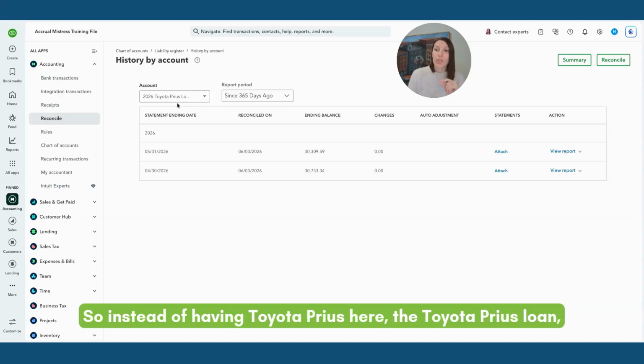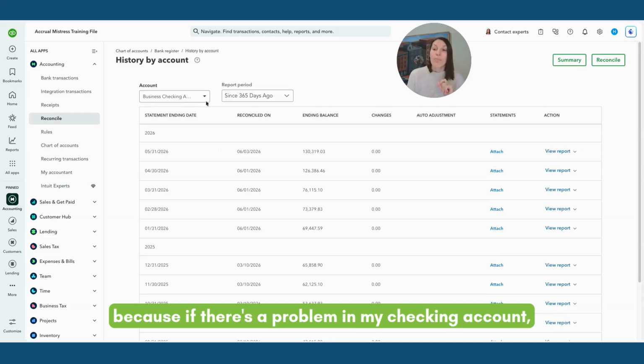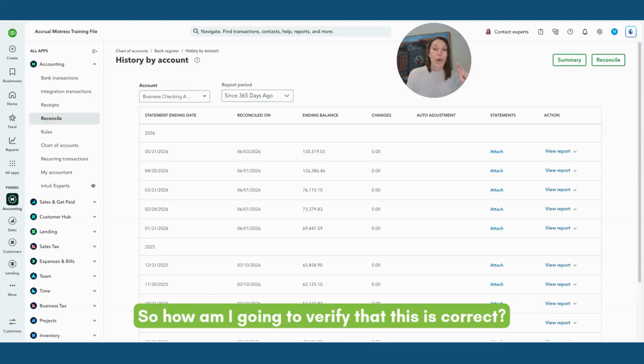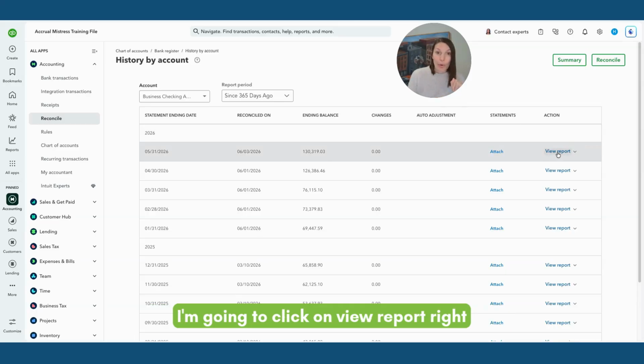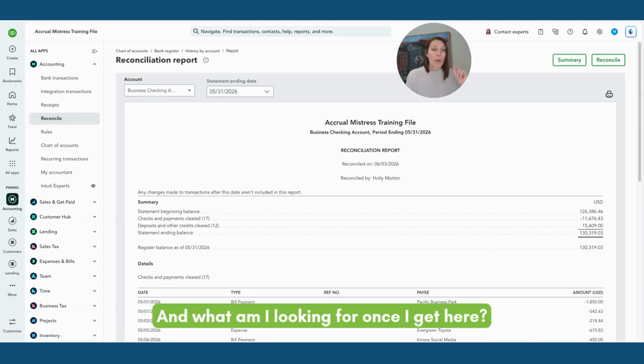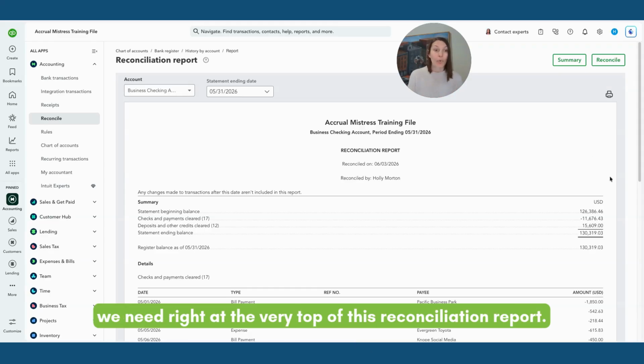So instead of having Toyota Prius here, the Toyota Prius loan, I'm going to select my checking account from the drop-down menu. Because if there's a problem in my checking account, it's possible that a problem is flowing through to my other accounts. So how am I going to verify that this is correct? I'm going to click on View Report right here on the far right-hand side of my screen. And what am I looking for once I get here? Well, in an ideal world, we're going to have all the information we need right at the very top of this reconciliation report.